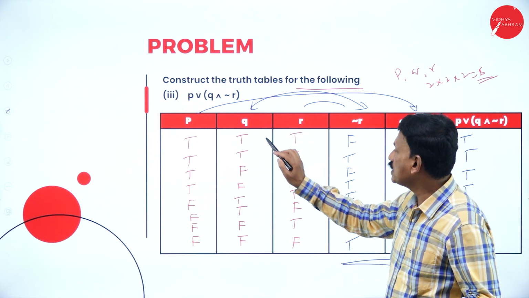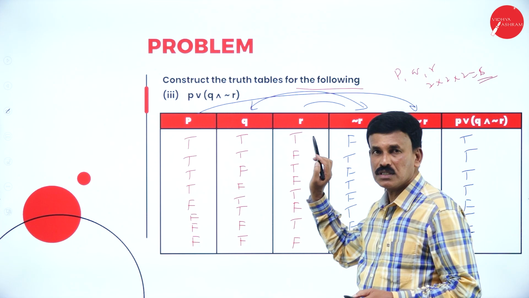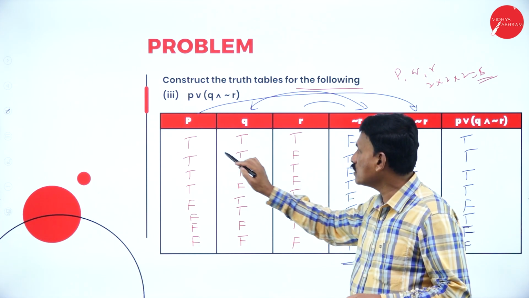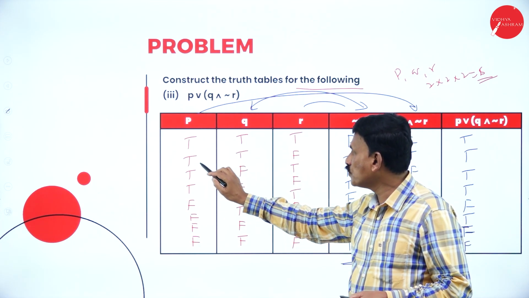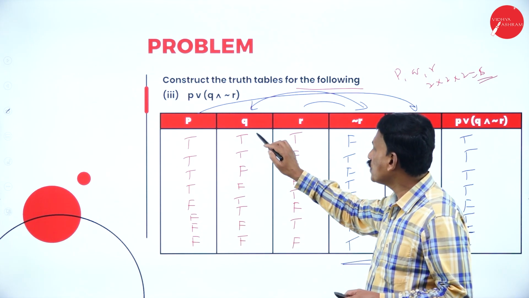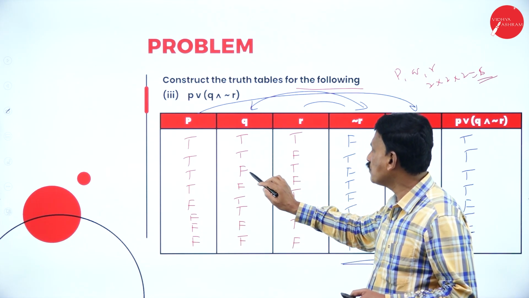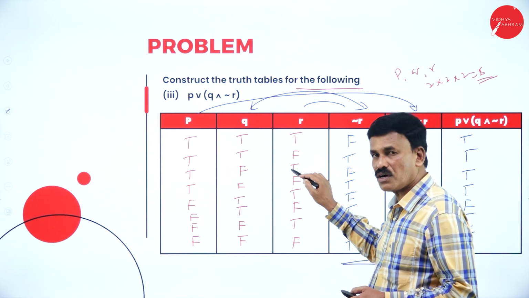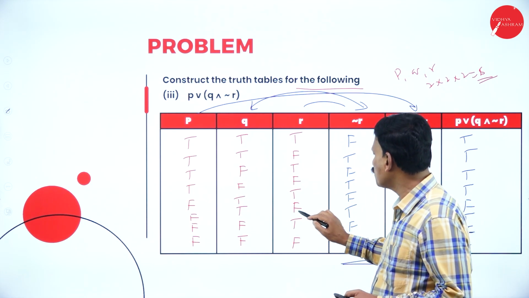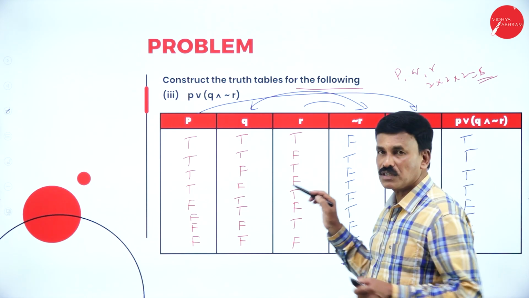Whenever three values P, Q and R are given, for P write down 4 T's, then the remaining 4 false. For Q, T, T, false, false, T, T, false, false. For R it is alternate: true, false, true, false, true, false, true, false. Then construct, and you will get the answer.